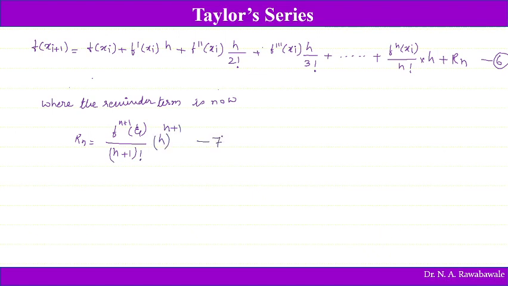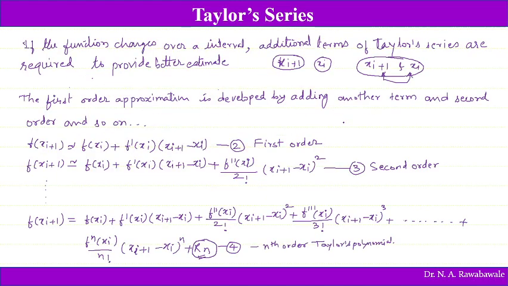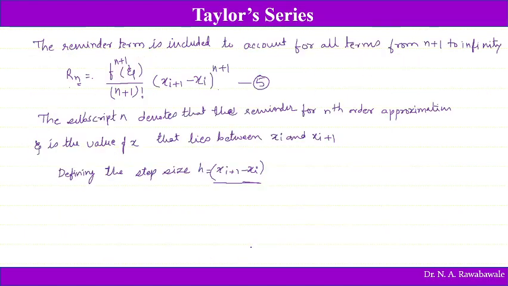So this is equation number 7. Equation number 6 as well as equation number 4 are known as a Taylor series of nth order. It includes all terms up to nth order, and at the end a remainder term is added to compensate for the values from nth order to infinity.